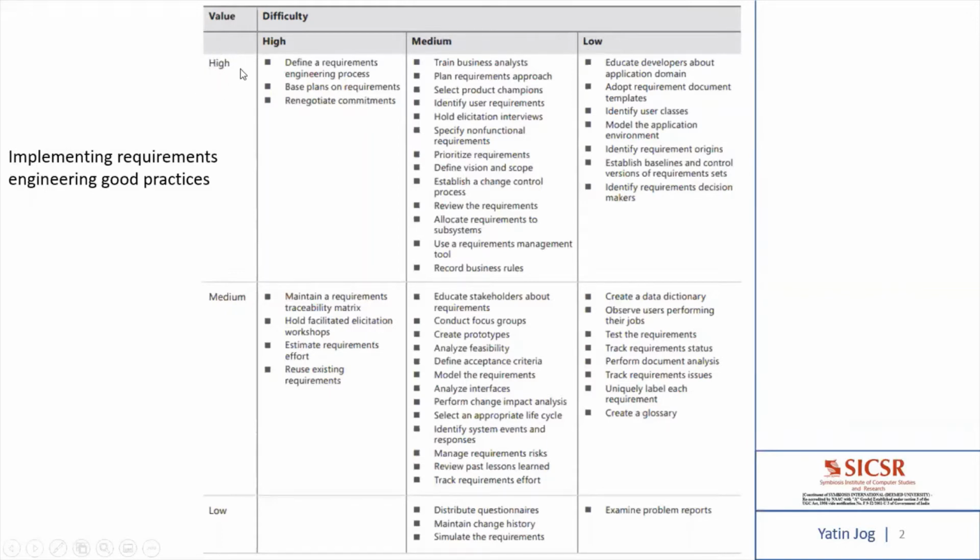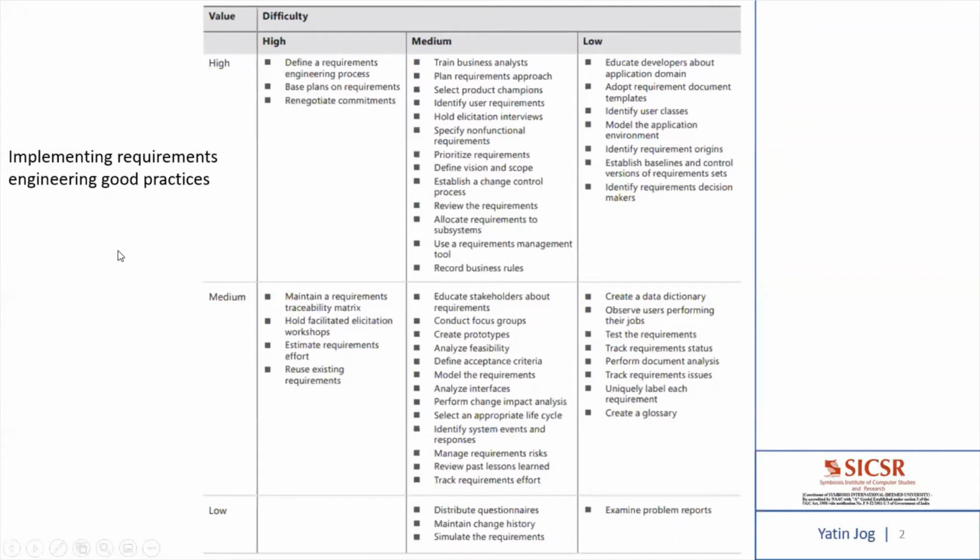So in this case, high means the impact of these good practices is very high in terms of the project output. They are very valuable. In terms of low, low means the good practices which are mentioned in the low category. They are important, but the impact is not as important as the other good practices. So likewise, we have created a matrix of all the good practices with their difficulty level for implementation and their impact in terms of value.